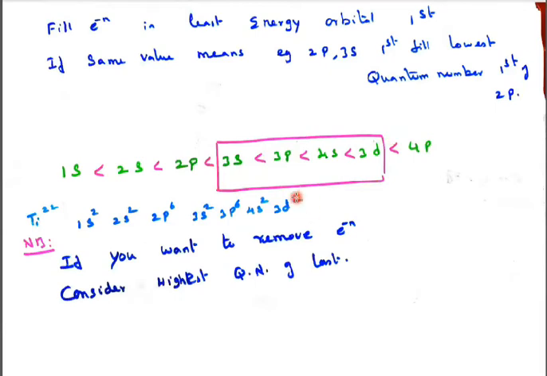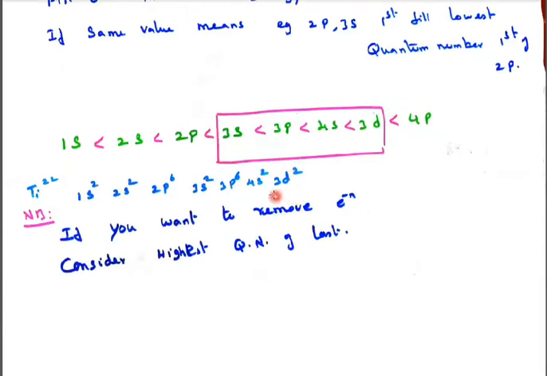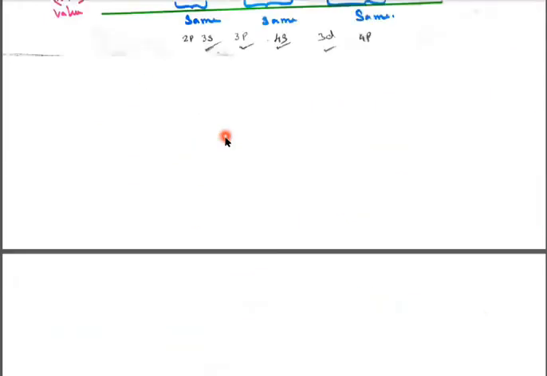Remove the electron only from the highest quantum number. Here the highest quantum number between 4s and 3d is 4s. If you want to remove the electron, not from the d orbital, we should remove only from the 4s orbital. So the order of removal is 3d, 4s, 3p and then 3s. This is the way to find out.